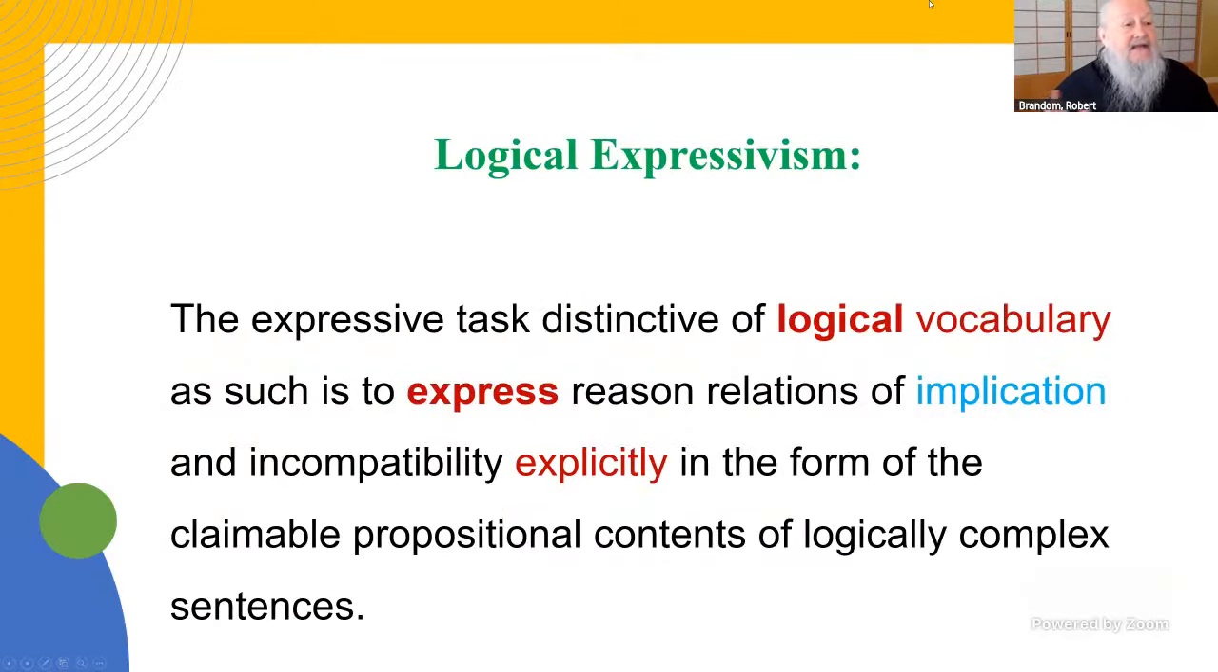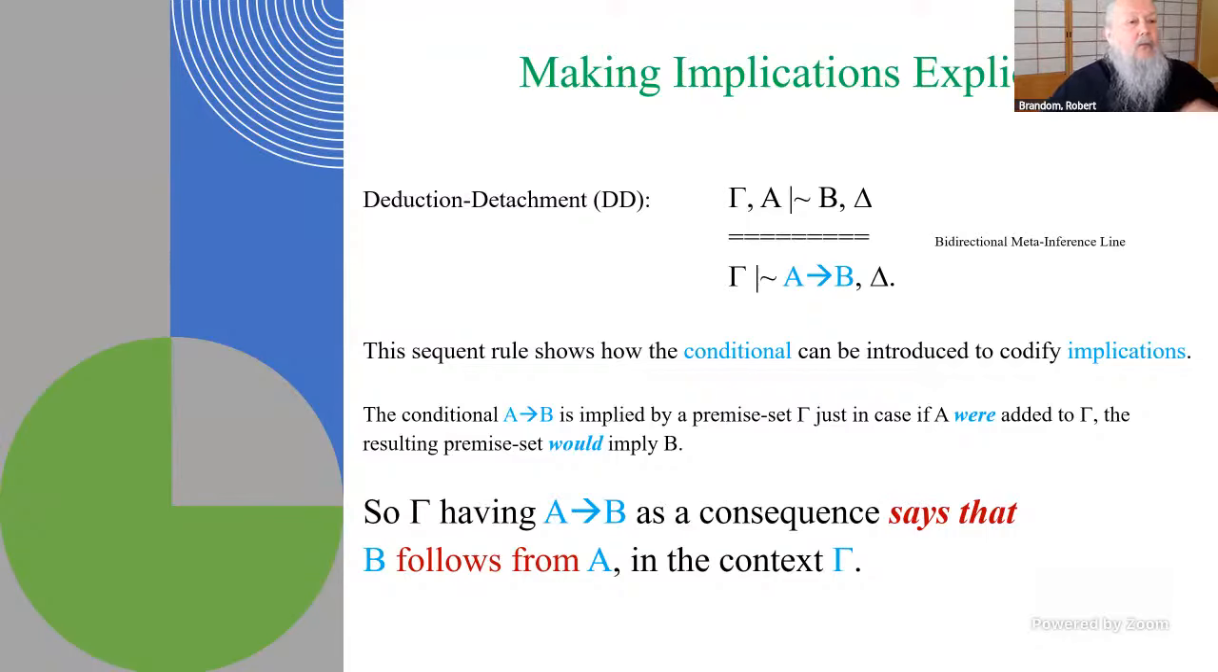The characteristic defining expressive task of logical vocabulary, I'm saying, is to express reason relations, in the first instance of implication, explicitly in the form of claimable propositional contents of logically complex sentences. We can see roughly how that works by looking at one of Gentzen's rules, the detachment rule. It says that if gamma together with A implies delta together with B, if that's a good implication, then so is the implication by gamma of the conditional, if A then B, in that same context, delta. That sequent rule says that if the sequent above the line is a good one, then so is the sequent below the line. In fact, this one goes both ways.